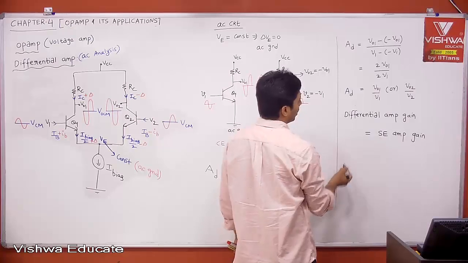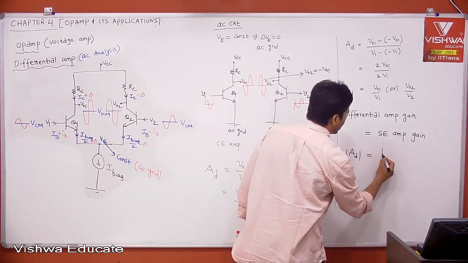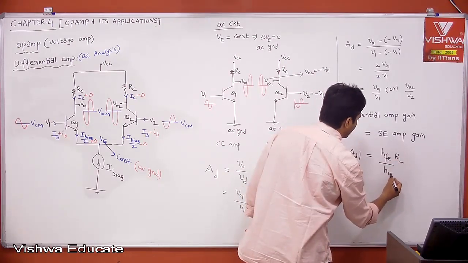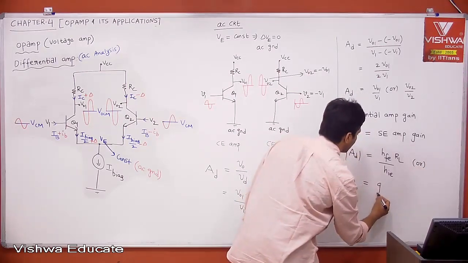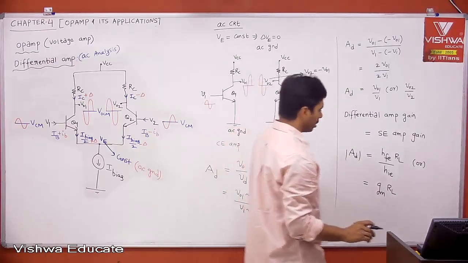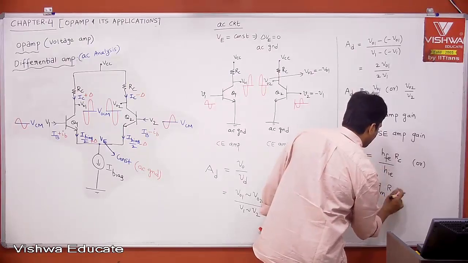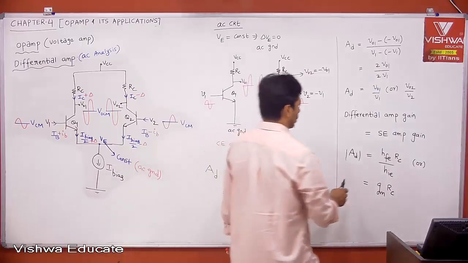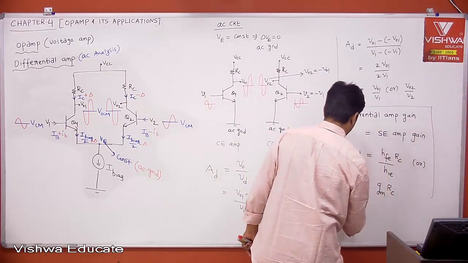Therefore, what is single-ended amplifier gain? If you take mod AD, with the simplified model, it is hfe into RL divided by hie, or hfe divided by hie is gm, into the load. The load is nothing but RC here. Therefore, you can take it as RC. This is RC. This is also RC. This is our gain. Your differential amplifier gain is same as single-ended amplifier gain.